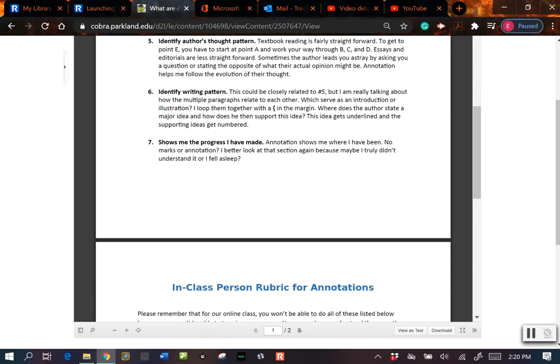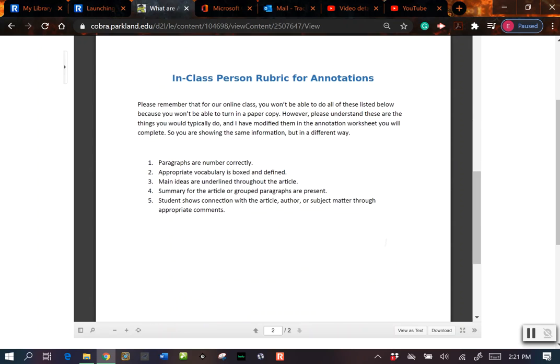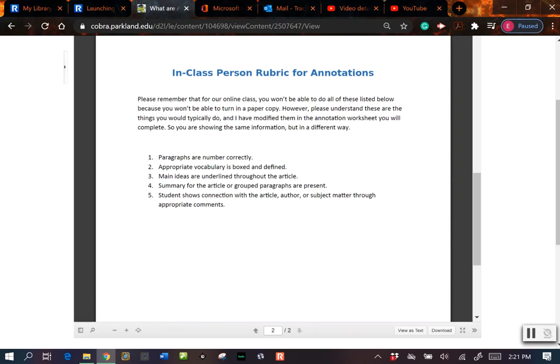And then when we annotate, it helps us to identify writing patterns, which is very closely related to number 5. But here we're talking about multiple paragraphs that relate together. So are there multiple paragraphs that are the introduction or an illustration? We can use this symbol here in the margins to help group like things together to help us understand what's going on. And then finally, annotations simply show us the progress we made in that text. So if you fall asleep while reading it, chances are that wherever you left off making your annotations, that's where you stopped reading.